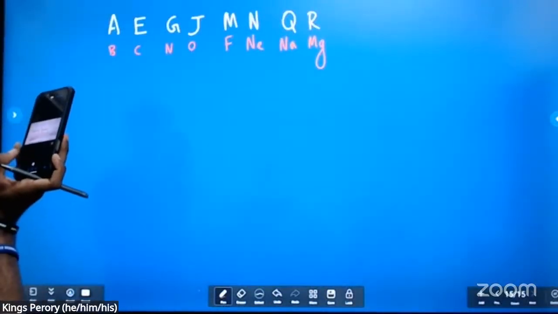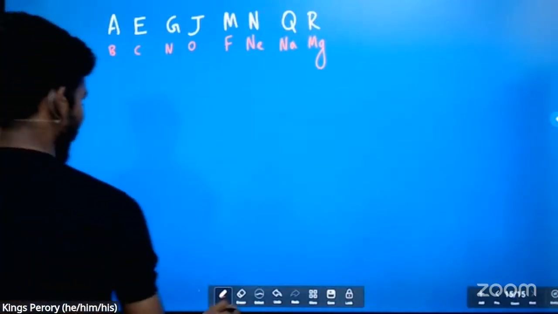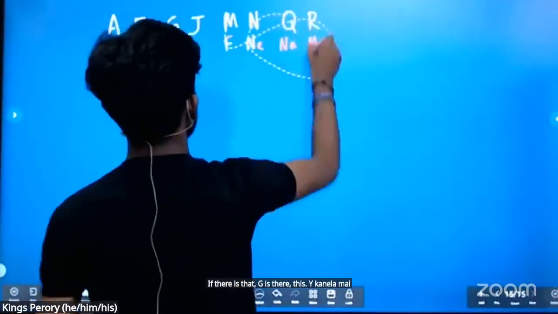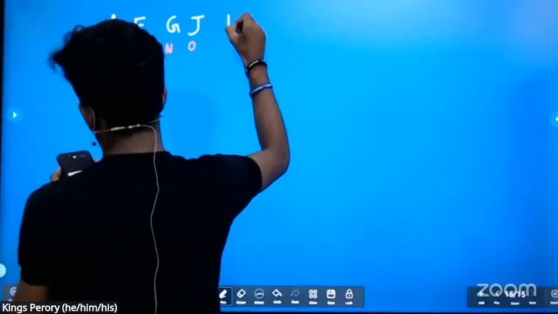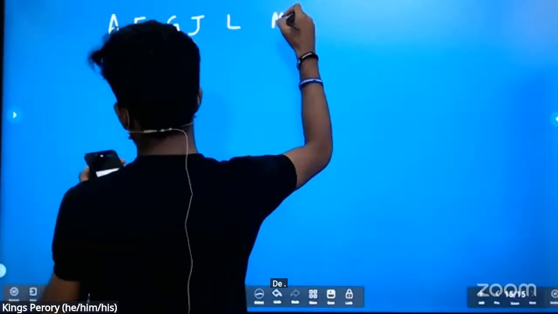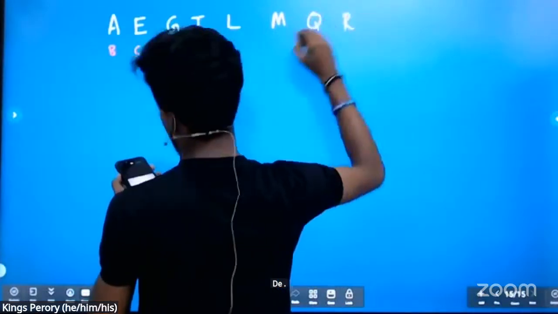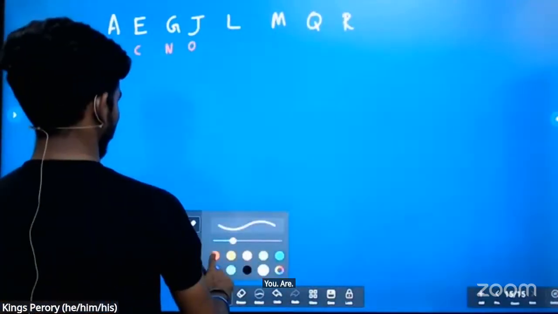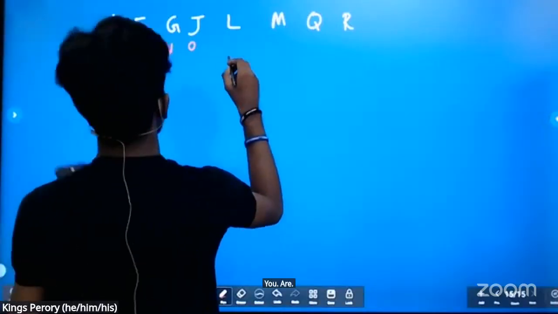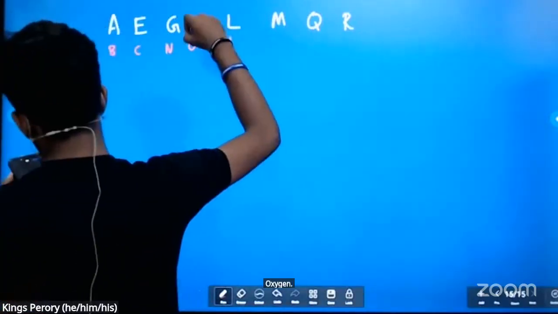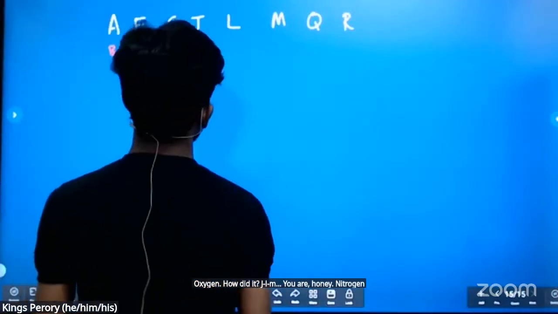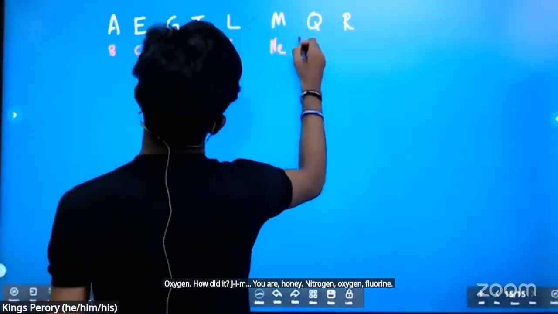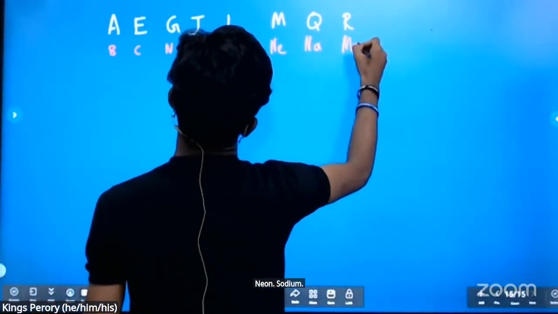A is there, E is there, G is there, J is there. L is missing. Where did L go? J, L, M, Q, R. Okay. Oxygen. Right? J, L, M, Q, R. Nitrogen, oxygen, fluorine, neon, sodium, magnesium.